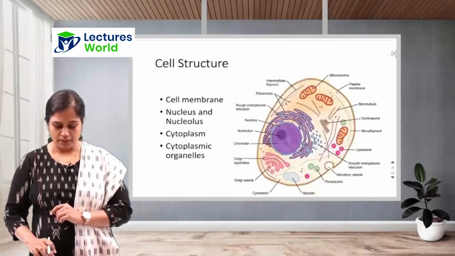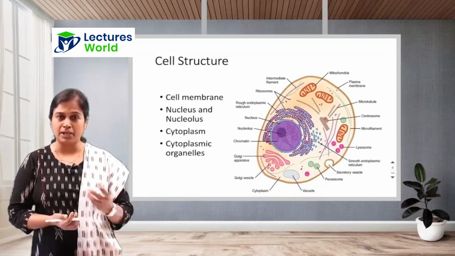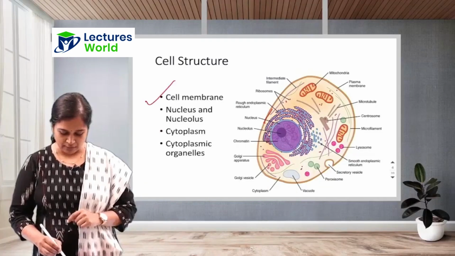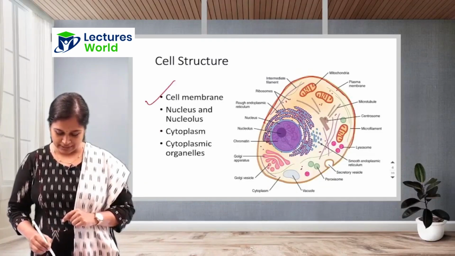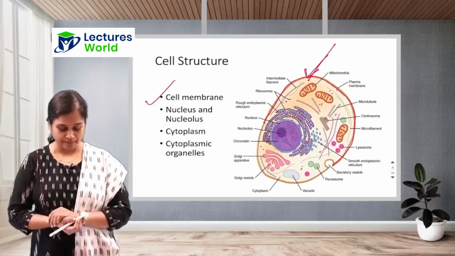Now we talk about the structure of a cell. Cell has many minute structures. It includes the cell membrane. This is the wall that covers the cell. It is called the cell membrane.